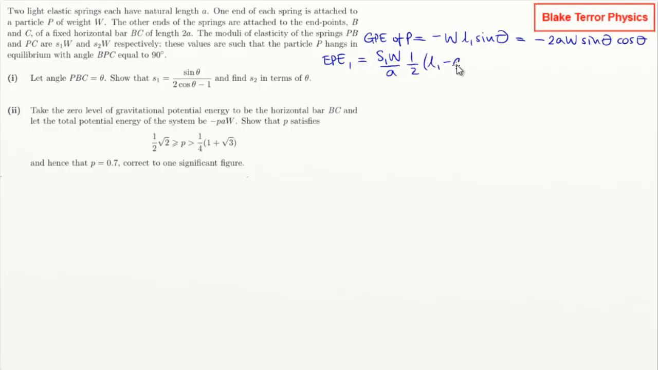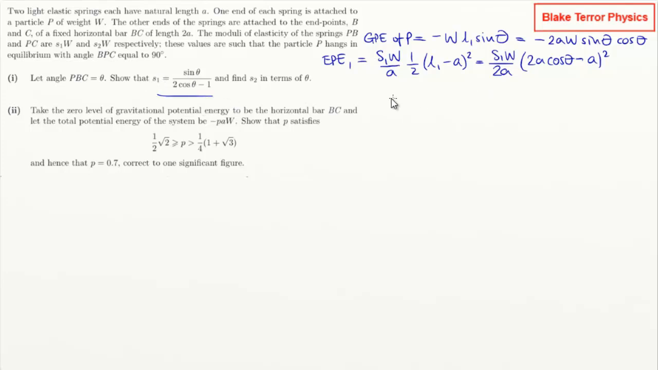So L1 minus A squared, that is then going to be S1 times W over 2A. L1 was 2A cos theta, that's what we just had a moment ago. So 2A cos theta minus A all squared. And what S1 was, or what it is, is this.